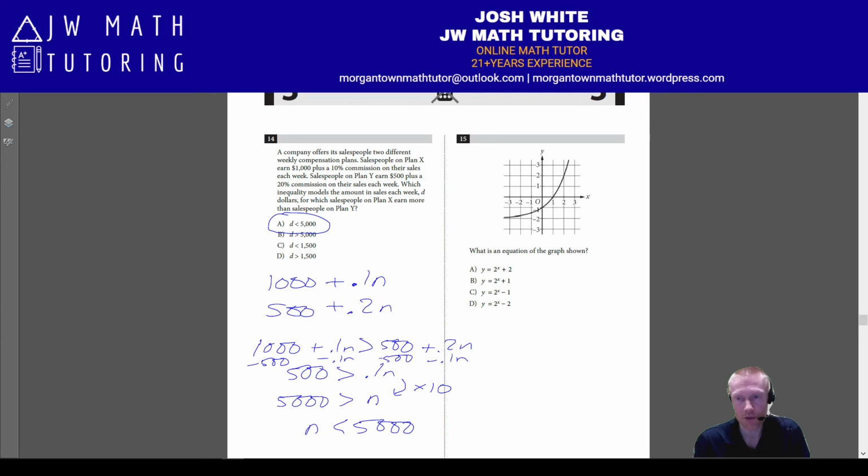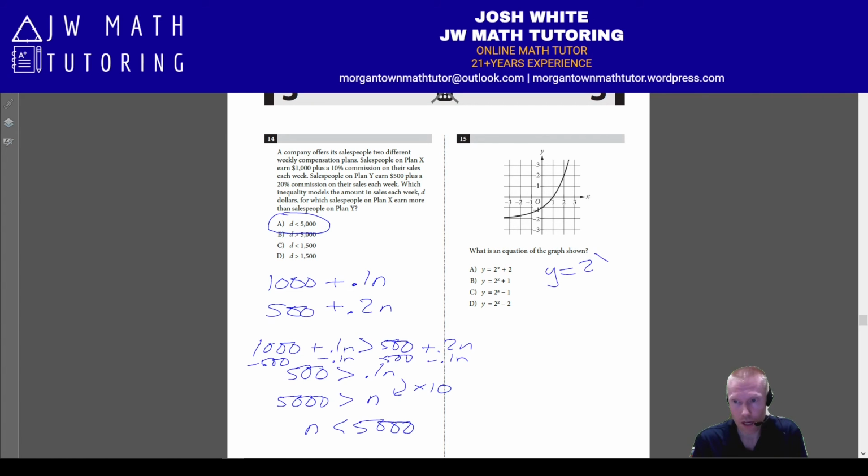Okay, the last multiple choice question from the no calculator section is problem number 15. And it asks for the equation of the graph that's shown on the screen. So there's a couple different ways you could do this. First of all, notice these are all of the basic y equals 2 to the x form. They're basically asking what the vertical shift is.